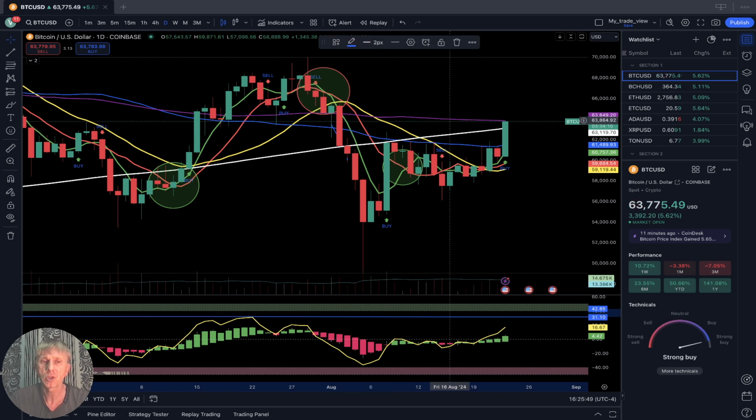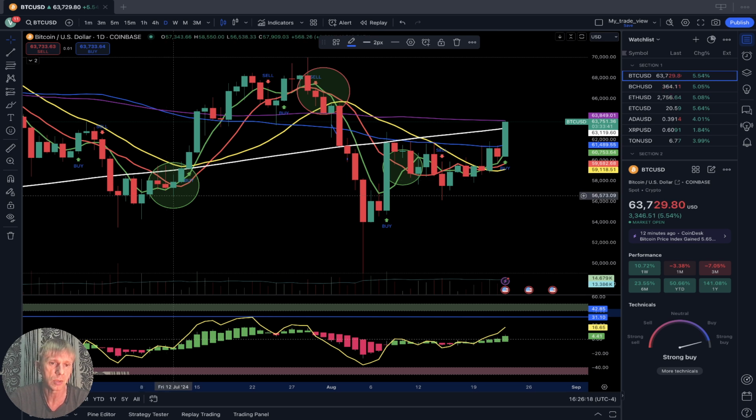Now let me briefly mention my setup. I'm using simple moving averages: white line SMA 200, purple line SMA 100, blue line SMA 50, yellow line SMA 20, red line SMA 10, green line SMA 5. Below, the RSI and Fibonacci bars. That's all. Very simple. It's not easy because emotions are involved. If you follow the indicators, you will be successful because indicators do not have emotions.